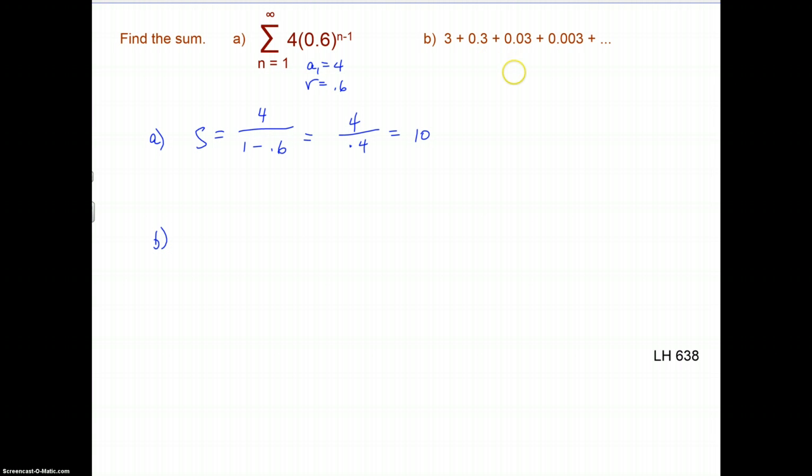Okay, let's document again here. A1 is equal to 3. And what is our common ratio? Well, what do I have to multiply 3 by to get 0.3? 0.1. Okay. So plugging into our formula, our sum is going to be equal to a sub 1, 3, the first term, divided by 1 minus the common ratio, 1 minus 0.1. That's going to be 3 over 0.9. And that comes out to be approximately equal to 3 1/3.